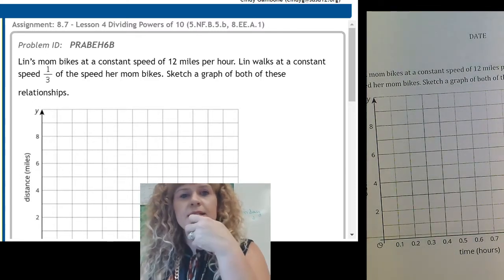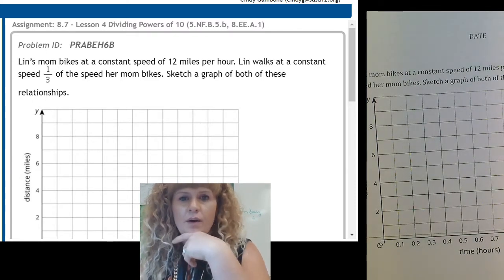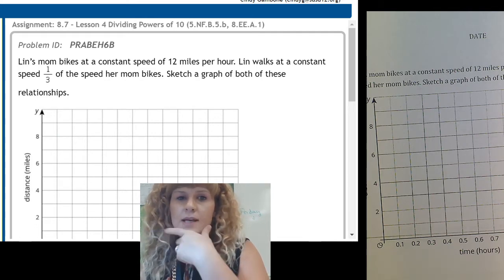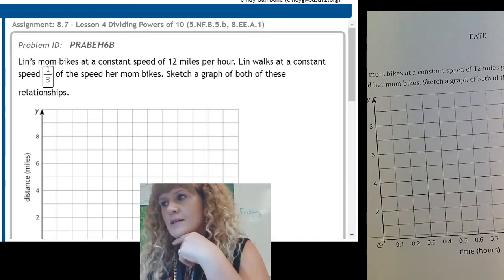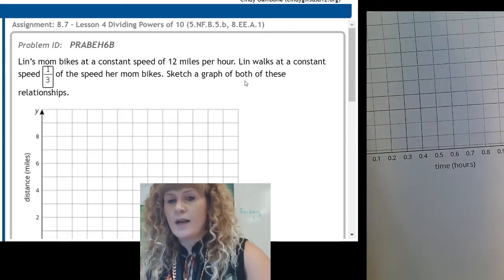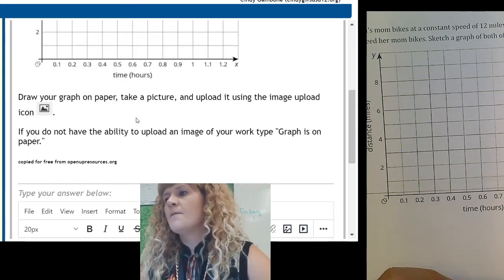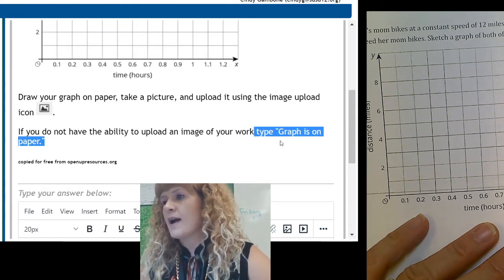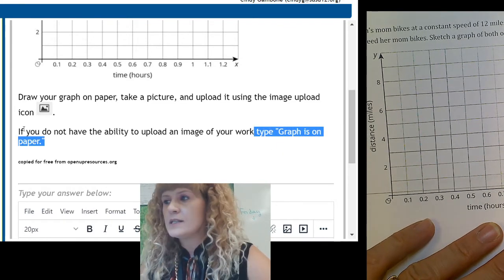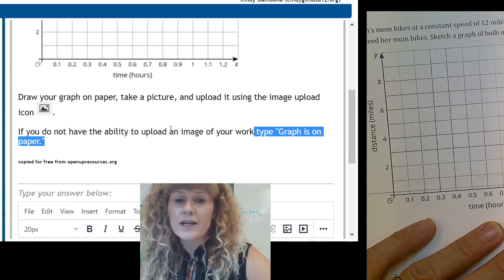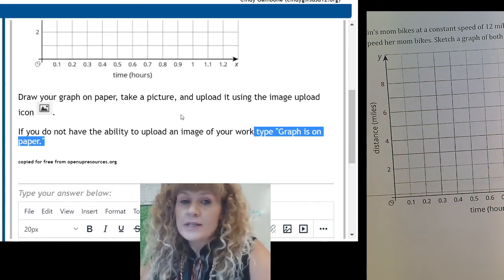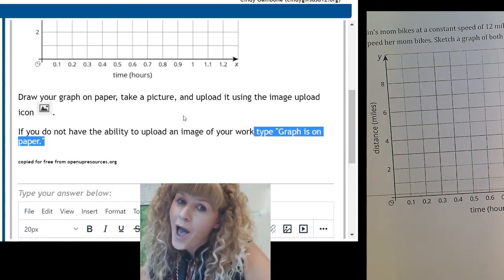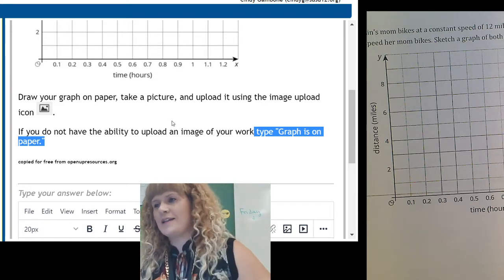It says, Lynn's mom bikes at a constant speed of 12 miles per hour. Lynn walks at a constant speed, 1/3 of the speed her mom bikes. Sketch a graph of both of these relationships. Okay, you better really sketch this. Do not say my graph is on my paper. These instructions say you can do that, but you can't. You're not going to get any credit for that. But you know what you can do? You could tell me the slope of the line. Okay, let's do it.